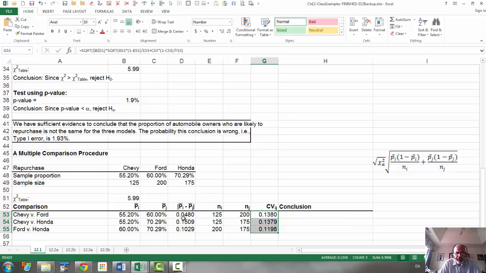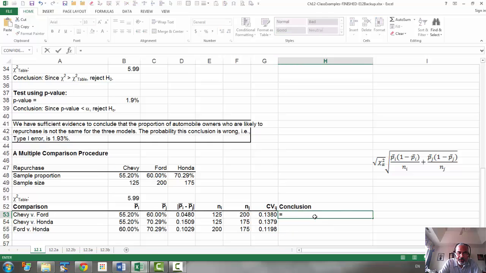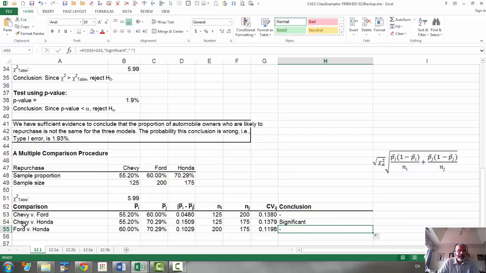So the first one would be, well, we can set up a formula for that. So that would be the IF formula. So you say if, okay, now the absolute value of the difference is greater than the critical value, then you say the difference is significant, so let's call it significant. Okay, put that in quotation marks. Okay, otherwise we'll just put a hyphen to indicate it is not. So here is an IF function, and we can use that. And then you see the first difference is not significant. The second is, the third is not. So there is a difference between Chevy and Honda, but there are no other differences.